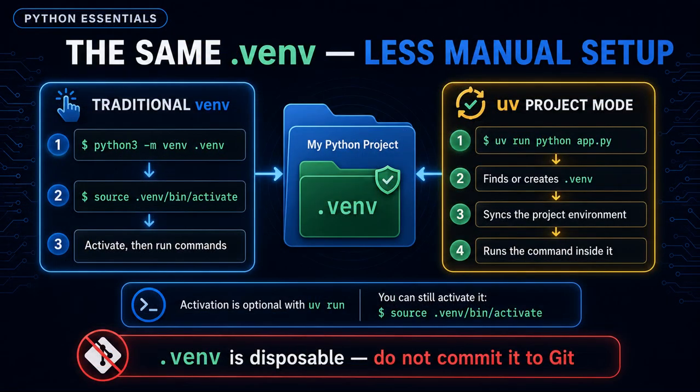Most importantly, UV does not replace virtual environments with some different kind of isolation. It normally creates a standard virtual environment named .venv. You can still activate that environment with the familiar source command shown here and use it normally in UV project mode. However, manual activation is often unnecessary. When you use uv run, UV finds or creates .venv, synchronizes the project environment, and runs your command inside it, so UV reduces the manual steps without removing the isolation. In either workflow, .venv is disposable. Do not commit it to Git. Preserve the project's dependency information, and recreate the environment whenever it is needed.